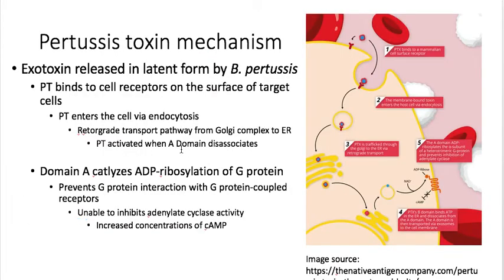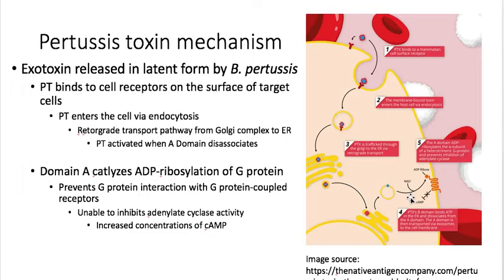domain B. And then the cell will actually take it up in an endosome, where then it will travel through the retrograde transport pathway to the Golgi, then to the ER. And then when it reaches the ER, the domain B will bind to ATP, and this results in a conformational change where domain A will dissociate and then be put in an exosome and put in a pathway towards the cell membrane. This is where it becomes activated.